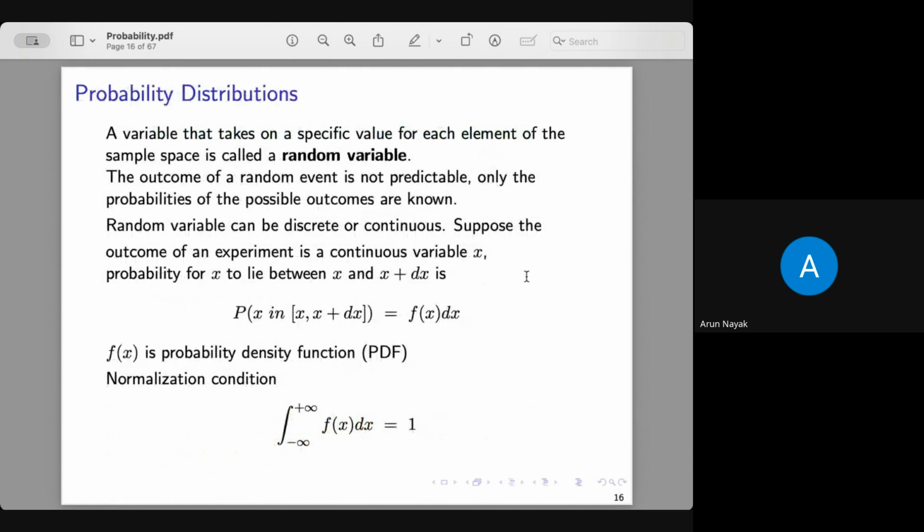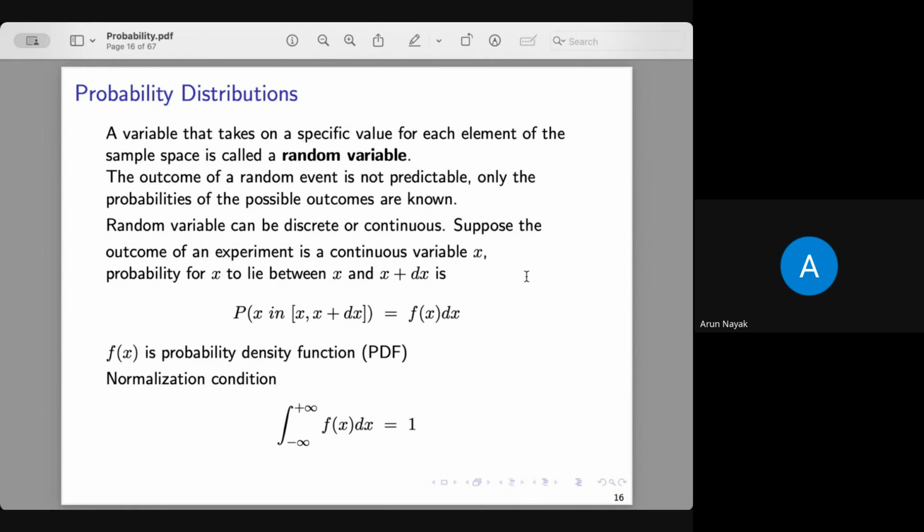Now, I discussed some basic concepts about probability. Now I will come to the probability distributions. At this point, are there any questions? I don't see anything in chat, but if anybody has a question, they can raise their hand and ask. No, I don't see any. I hope they understood it.